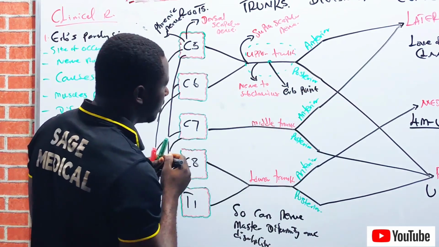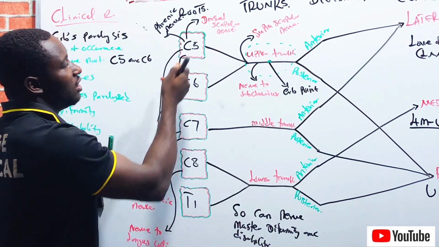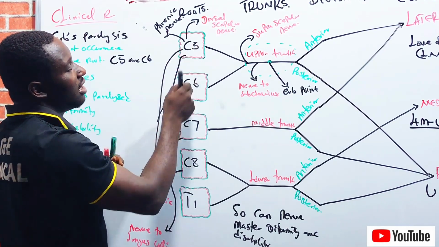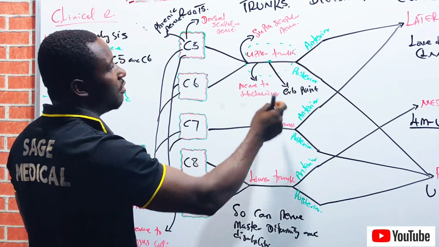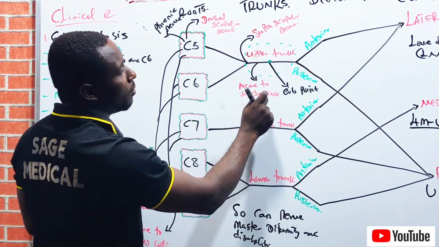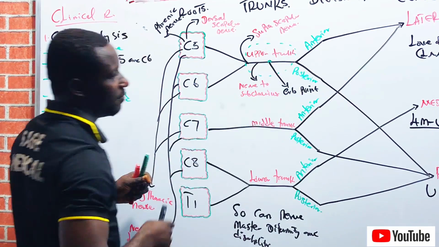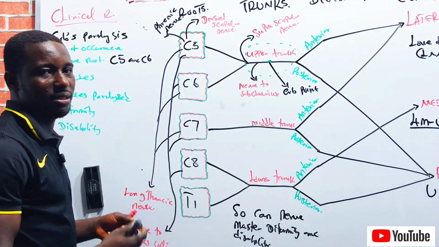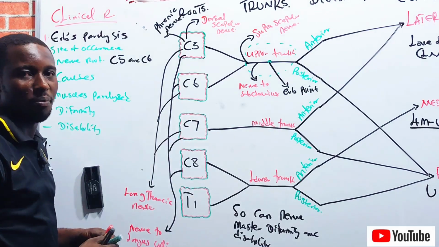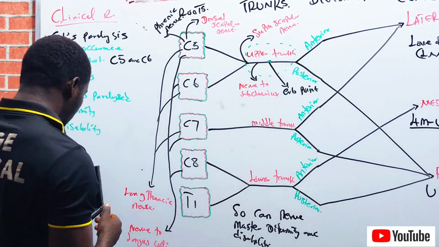This is the Erb's point because it includes the nerve roots of C5 and C6, which have anterior and posterior divisions, and two nerves, the suprascapular nerve and the nerve to subclavius. This is the Erb's point where the sixth nerve meets. That is where Erb's paralysis takes place, because there is a lesion to the upper trunk of the brachial plexus. Okay.